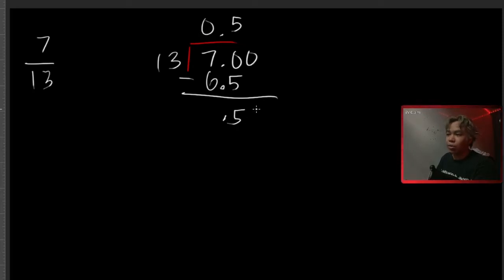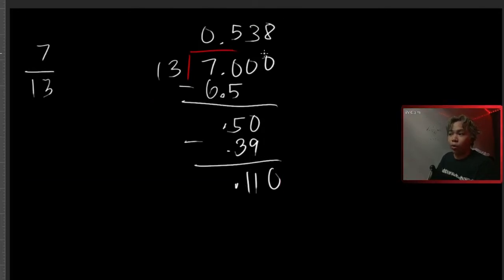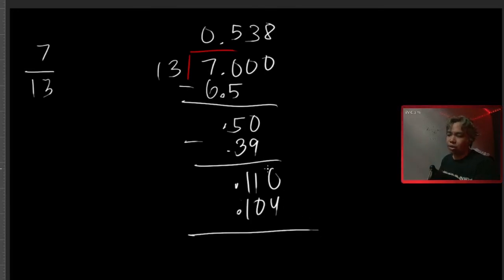And then, add 0, bring down 0. 0.50 divided by 13. So, ilang 13 meron sa 0.50? Ang sagot doon ay 3 lang. 3 times 13 is 0.39. I-minus nyo, 0.50 minus 0.39 is 0.11, and then add 0, bring down 0. 110, ilang 13 meron doon? Ang sagot doon, 8. And then 8 times 13 is 104. So minus nyo, 110 minus 104 is 6.